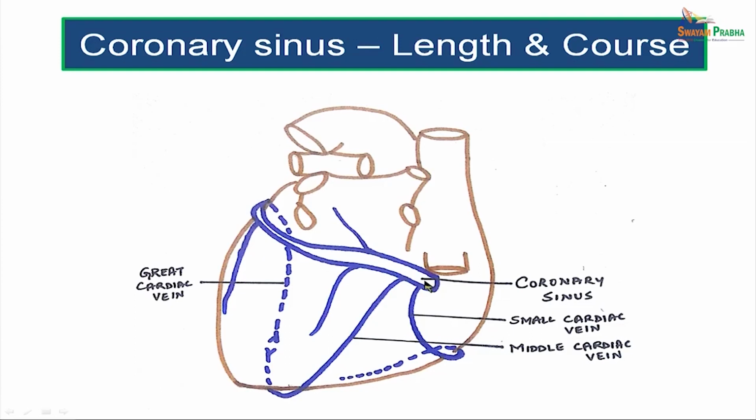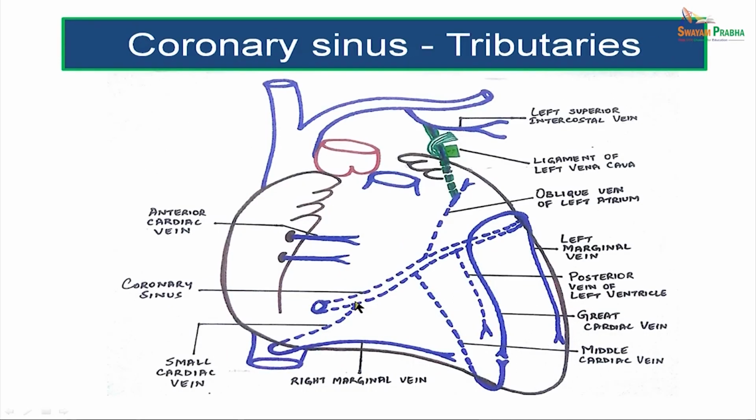So, where does this open? It is going to open into the right atrium, and this opening will be between the opening of the inferior vena cava and the right atrioventricular orifice. Between these two you find the coronary sinus opening. This is guarded by a small semi-lunar valve in the inferior aspect. This valve is called the Thebesian valve.